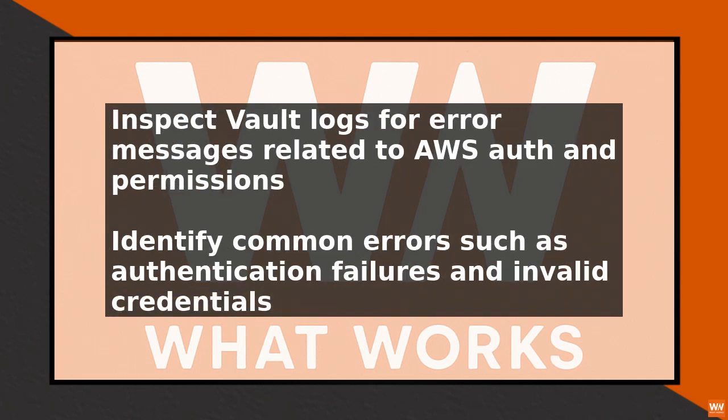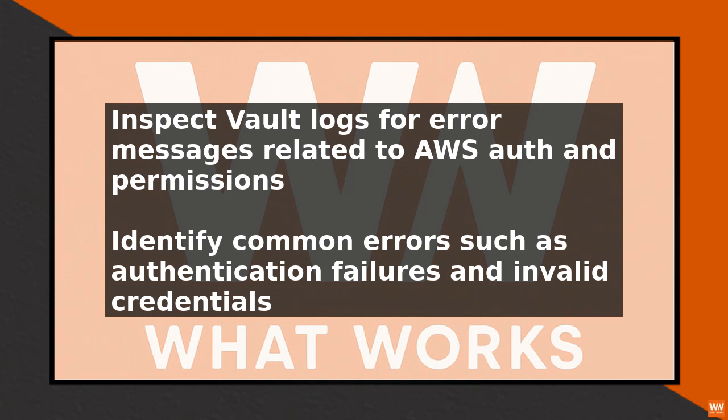Test the AWS Auth configuration using the Vault CLI command to authenticate with AWS. If authentication fails, verify that the AWS credentials are correct and the IAM role or user has the necessary permissions. To further troubleshoot, use the Vault debug mode to enable detailed logging and gain insight into the authentication process. This can help identify issues with the AWS credentials, IAM role or user, or Vault configuration.